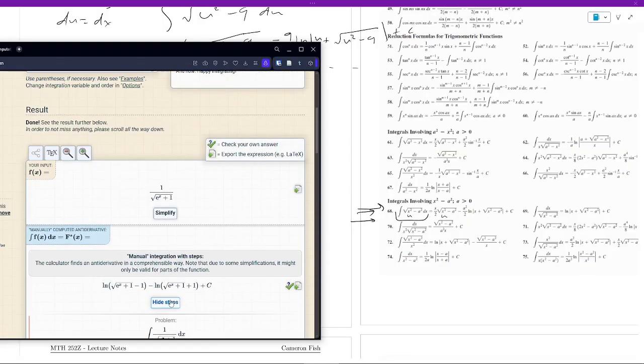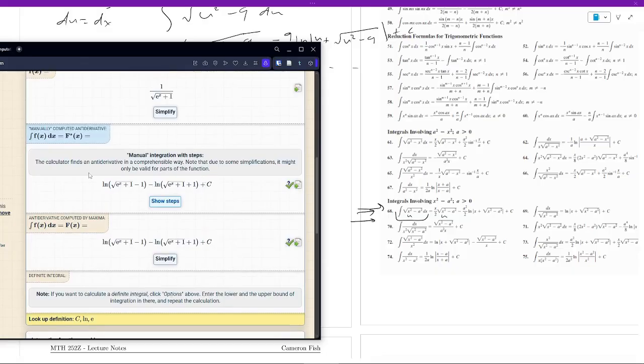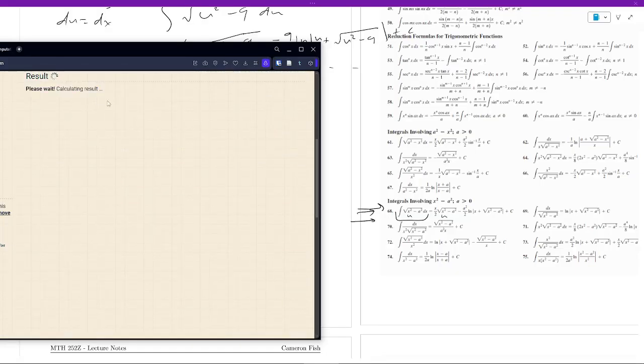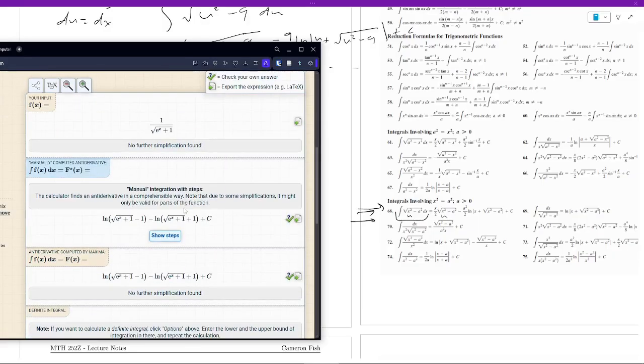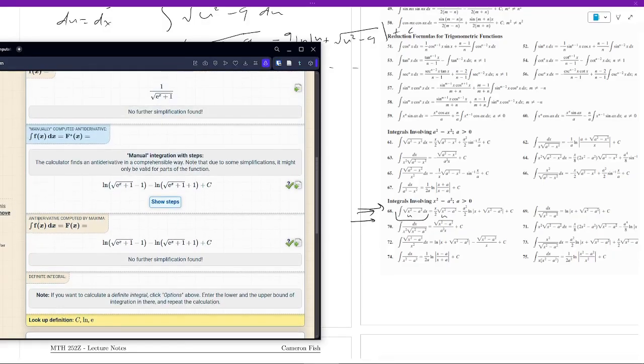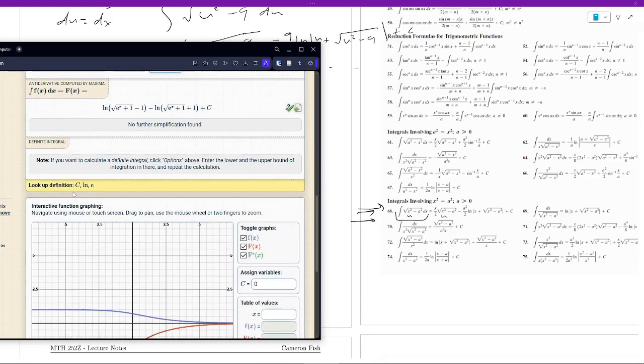But yeah, there's some other stuff on this page just because while we're here. There are some other things you can play with. Here this blue section, manually compute antiderivative, that means doing the steps that we just did. Here, antiderivative computed by maxima. So I think that means they're using some more advanced calculus stuff to get there.